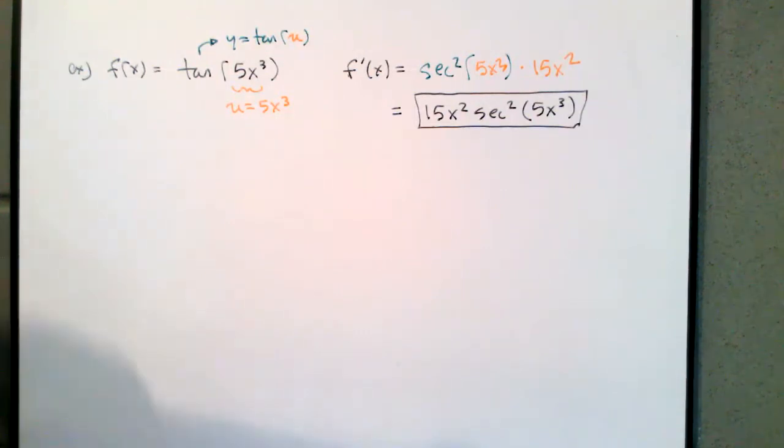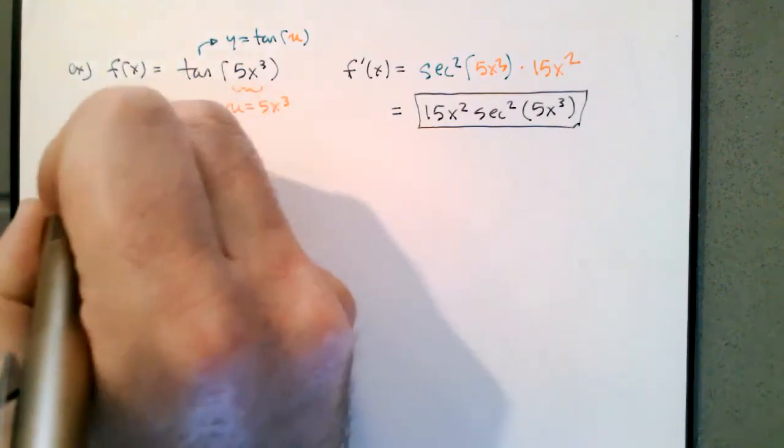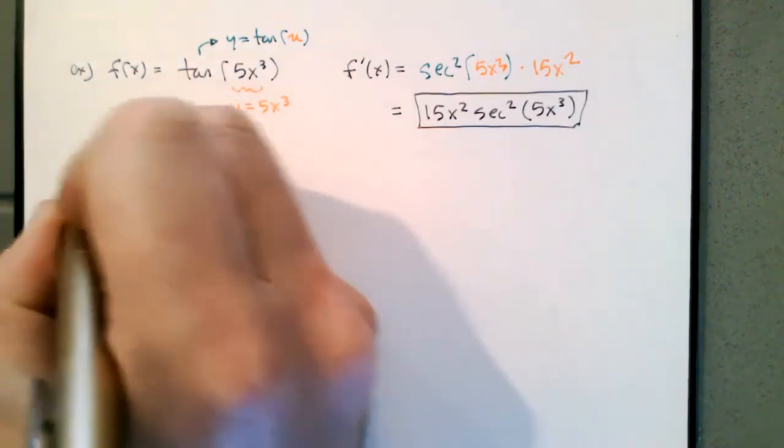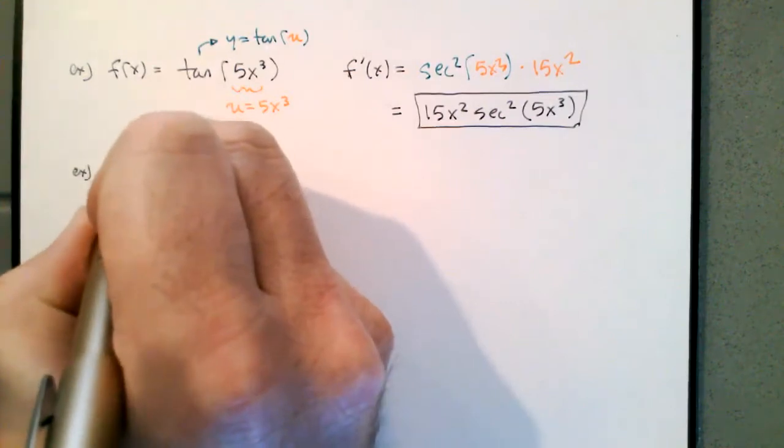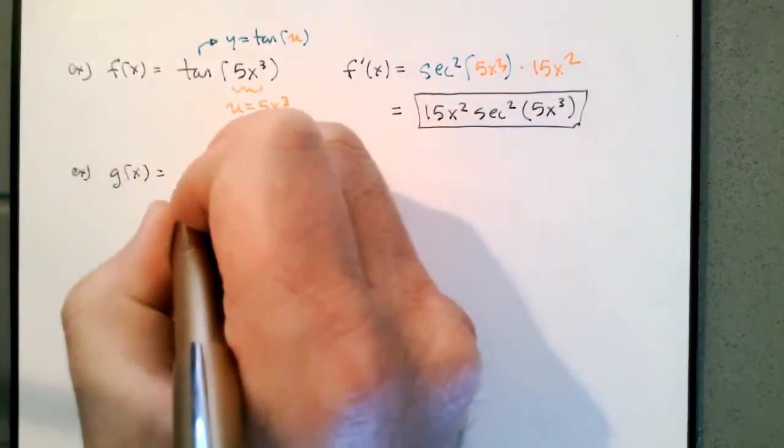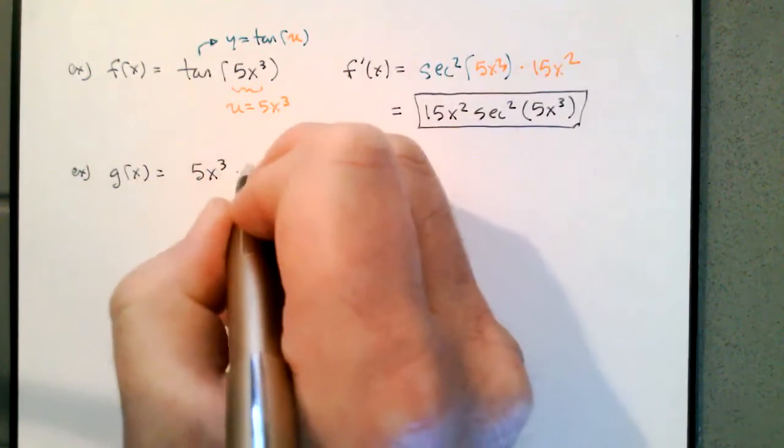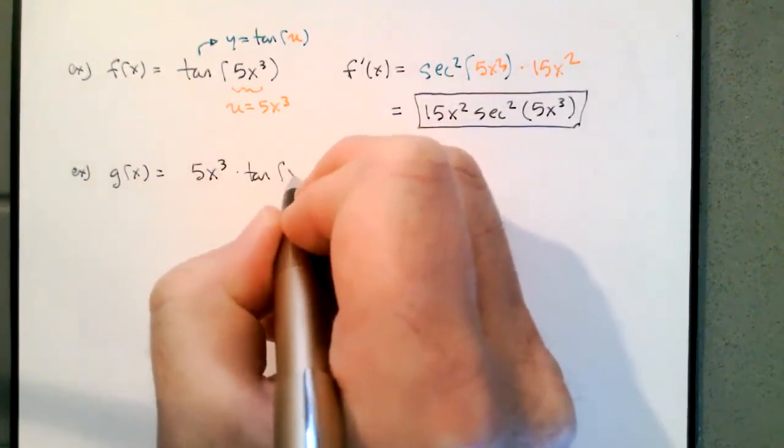Let's change things up a bit. Practice with using similar elements. Let's change things up a bit and see what rules apply and how we go about thinking through what the function is telling us. So let's build g of x and say g of x is 5x cubed times tangent of x.